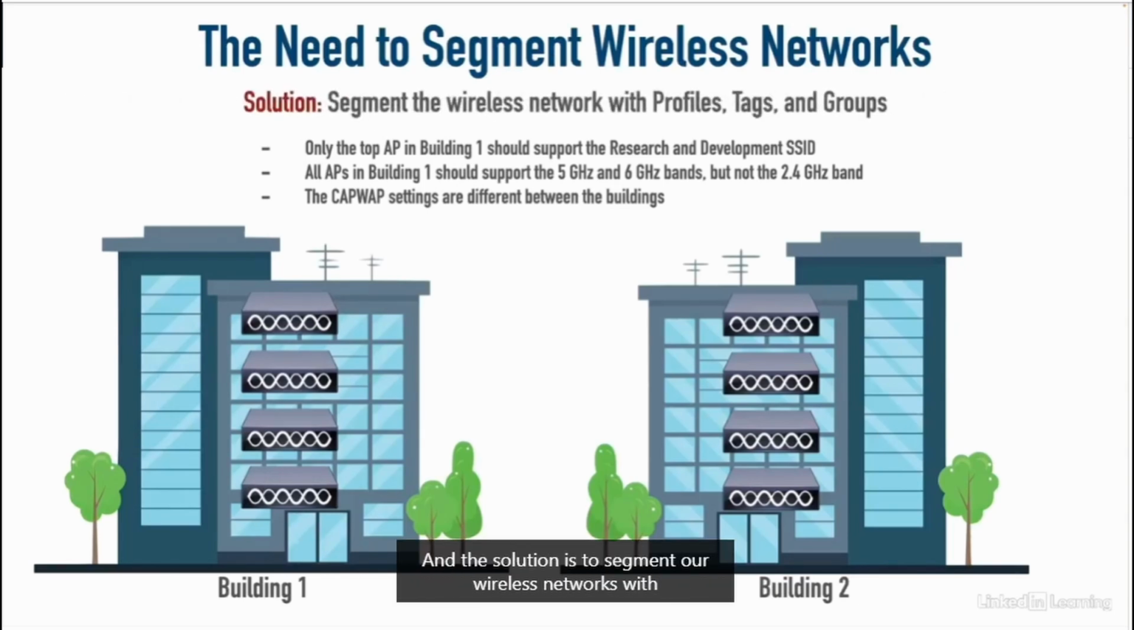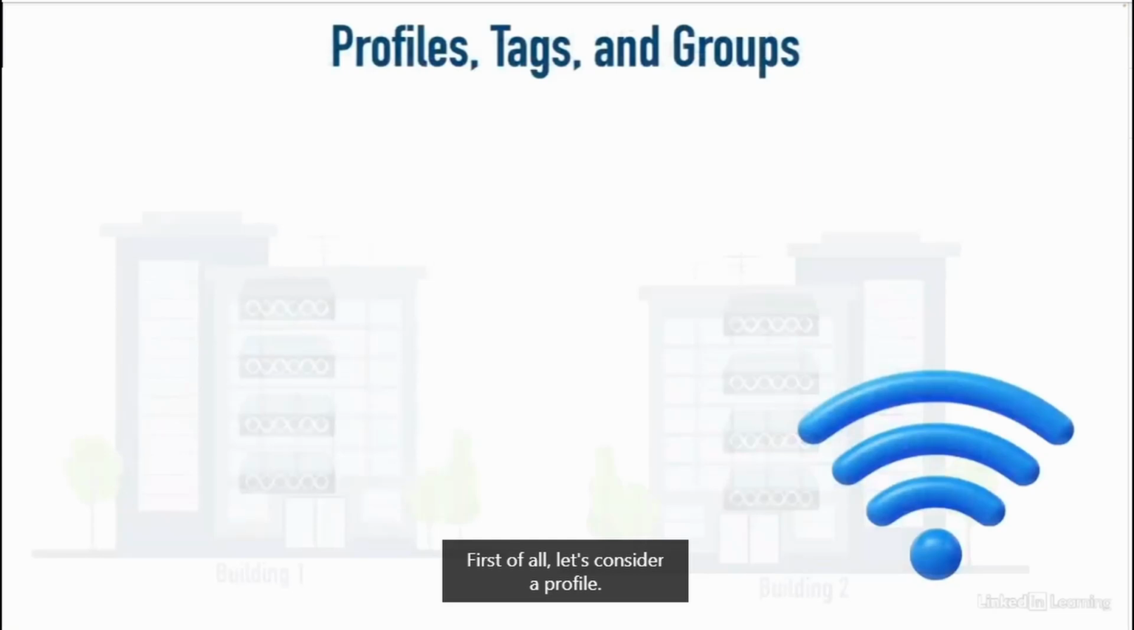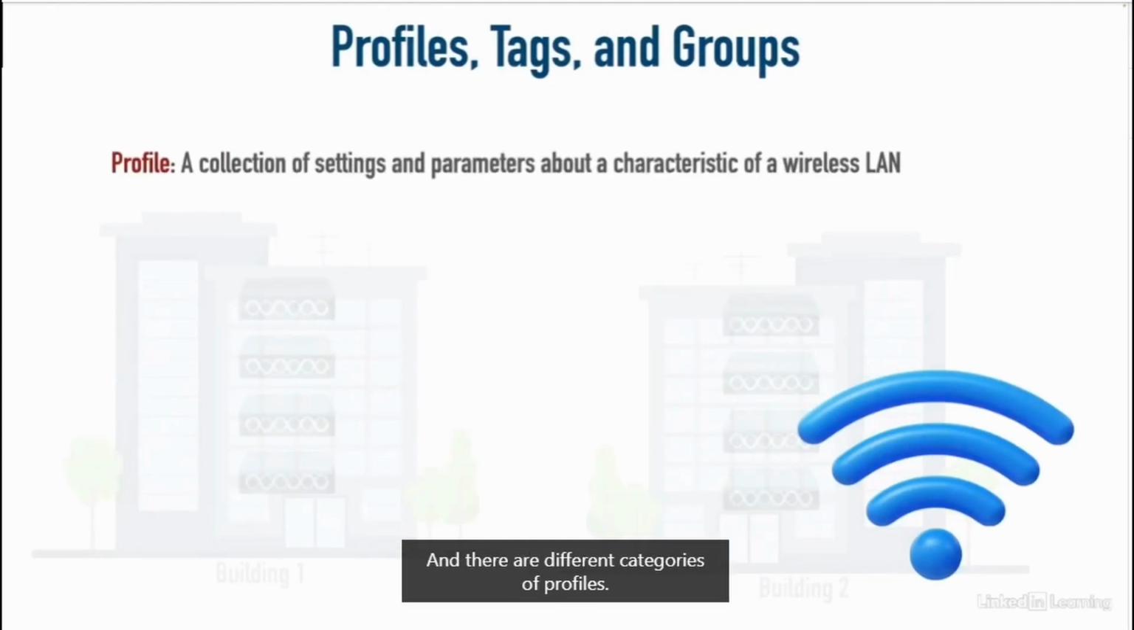And the solution is to segment our wireless networks with profiles and tags, and then we can group access points together that have the same set of tags. First of all, let's consider a profile. There are different categories of profiles, and each category describes a particular characteristic of our wireless network. And within that profile describing that characteristic, there are a set of parameters that we can set.